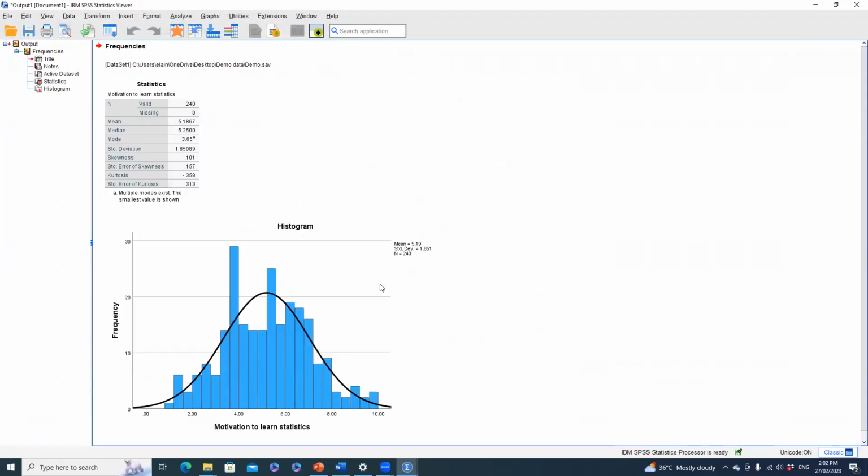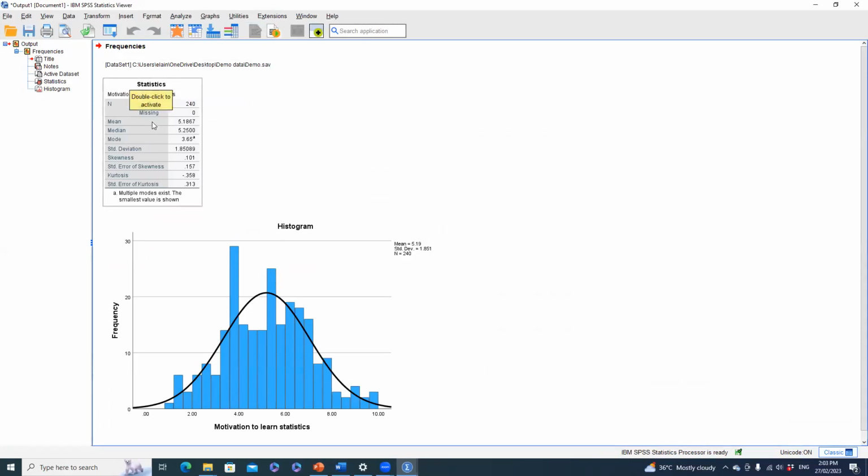after a little bit of time, it comes up with my output window. It automatically goes to the output window whenever you do any analysis. You can see here that I've got a table, which gives me a whole bunch of useful information, and also a graph, a histogram. So first of all, let's have a look at this table.